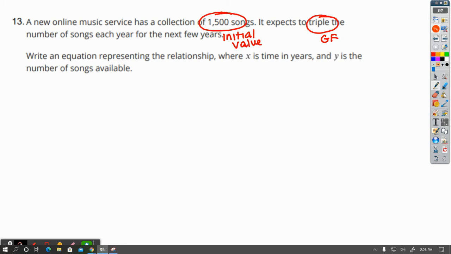So that makes it really easy to write the equation because it's Y equals the initial value times the growth factor to the power of X. So 1,500 times 3 to the power of X. As long as you have the initial value and the growth factor, you can write the equation.